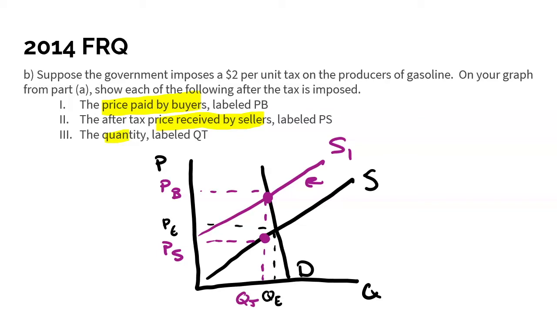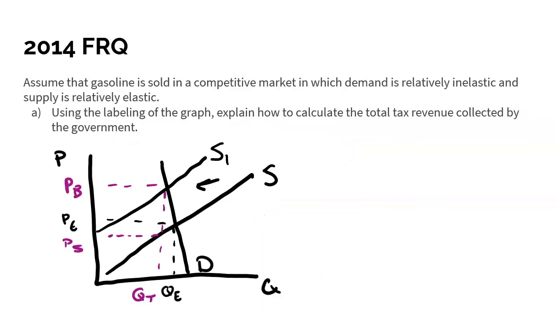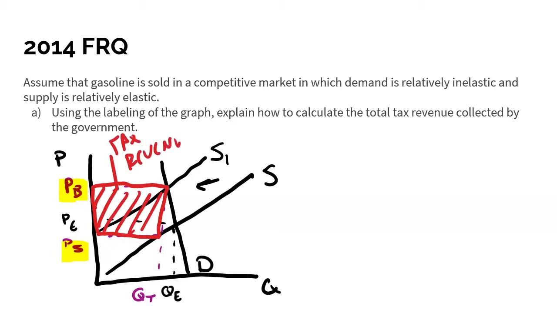All right, so part C, which yet again is a typo, I know it says part A, but part C asks us to explain how to calculate the total tax revenue. Remember, if PB represents the price that consumers have to pay for the good with the tax, and PS represents the price received by sellers because of the tax, this area in red represents the tax revenue. So all this question is asking us is, without numbers and just using the labeling on the graph, how do we calculate the area of this box?